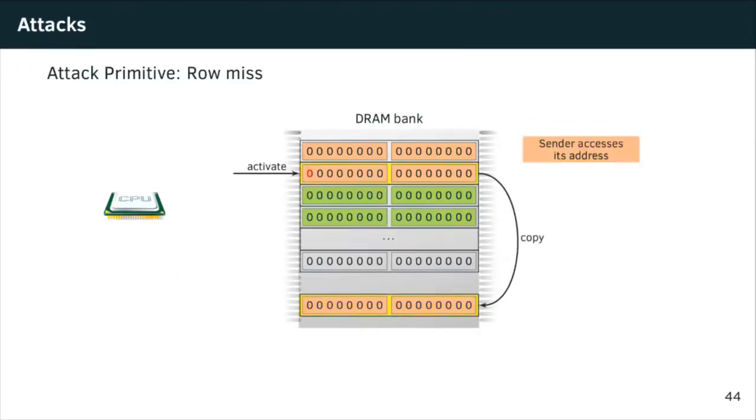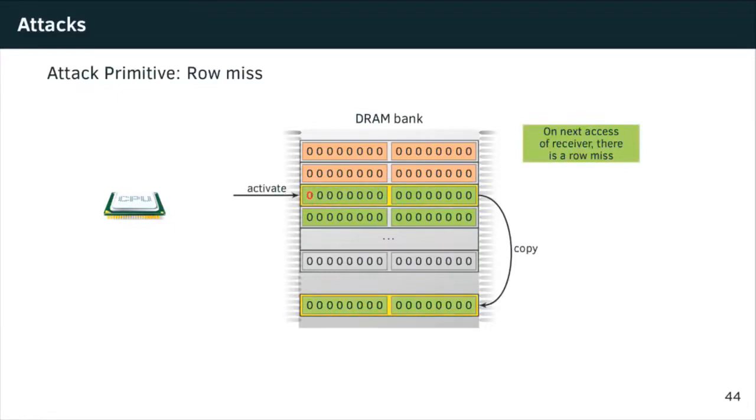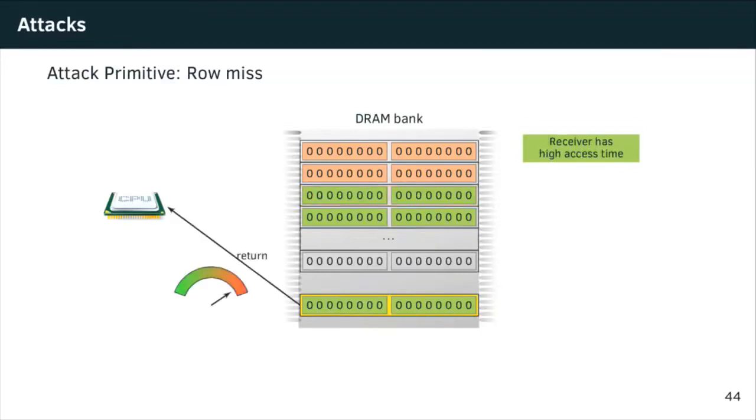And then the sender can access data in its row. The rows are in the same bank, so they have the same row buffer. If the sender accesses data in its row, it will be copied to the row buffer, and the old row buffer content is gone. The sender just accesses this, doesn't care about the data. It's just interested in setting the row buffer to a defined state. If the receiver then again accesses the data in its row, it has to be copied to the row buffer first, because it was overwritten by the sender. This leads to a high access time. So the receiver sees a high access time, so the transmitter must have sent something by accessing its row.